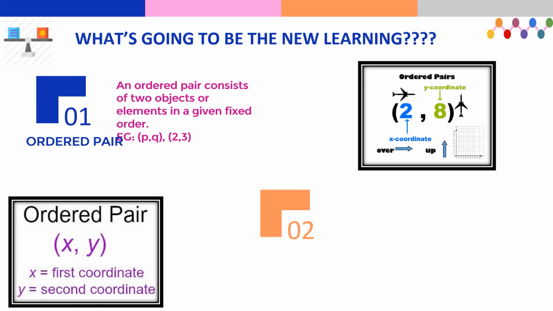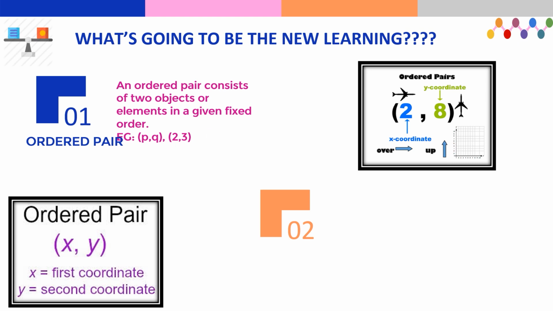An ordered pair consists of two objects or elements in a given fixed order. So that's it. Two elements, and some fixed order will be there. In the Cartesian plane, the first value is the x coordinate, the second value is the y coordinate. Like that, in an ordered pair also we have some fixed order for both the elements. Here you can see some examples: p comma q, 2 comma 3. So this is what an ordered pair is.